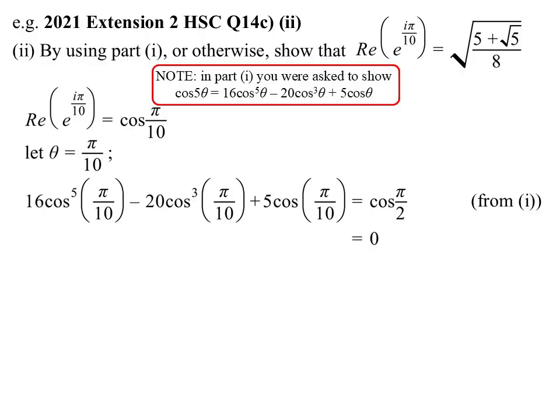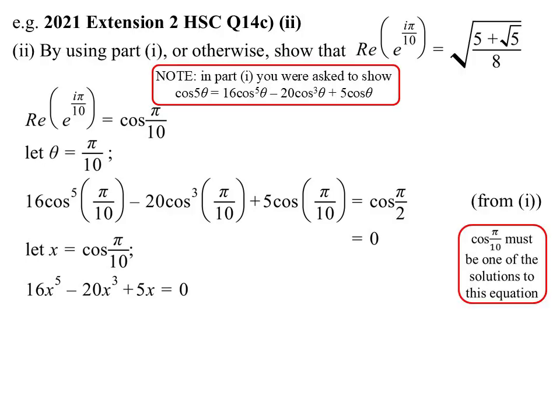They asked us to use part i or otherwise, so let's use it. We'll make θ = π/10. Because we're trying to find cos π/10, our relationship has all these cos θs in it. It makes sense, let's make those cos π/10. Now, using the relationship, all these three terms will add up to be cos 5θ. Well, 5 times π/10 is π/2. And the cosine of π/2 is 0. If I now let x equal cos π/10, we get this equation. So cos π/10 is one of the solutions of this equation.